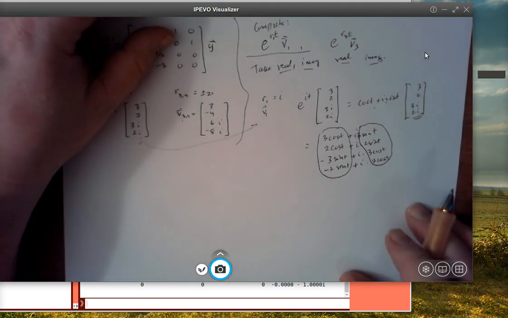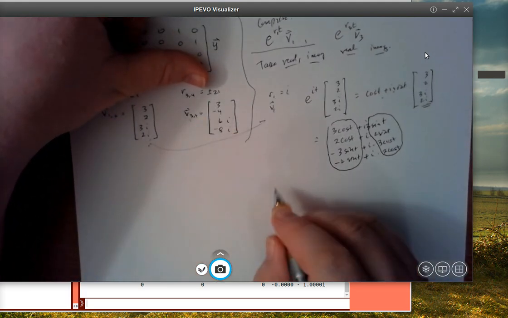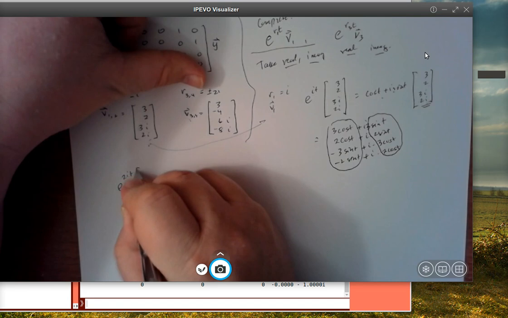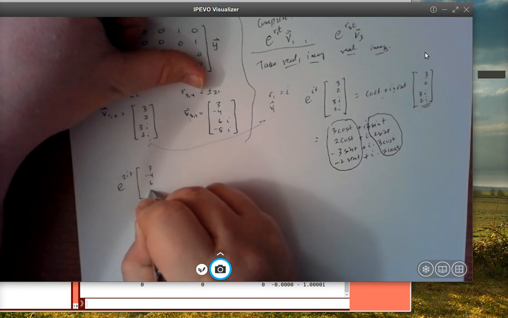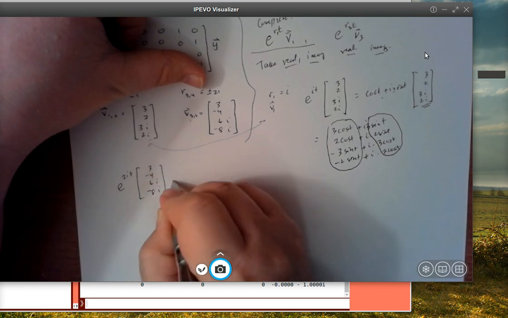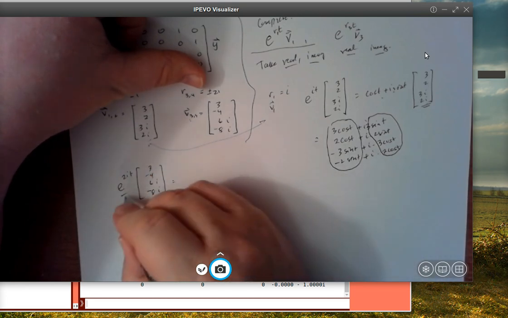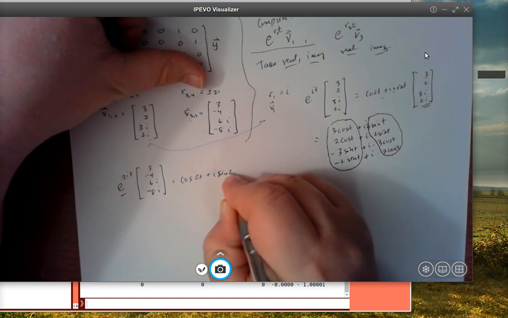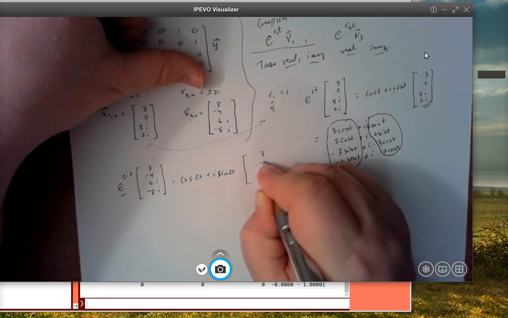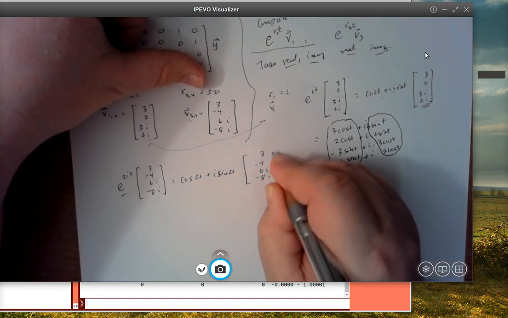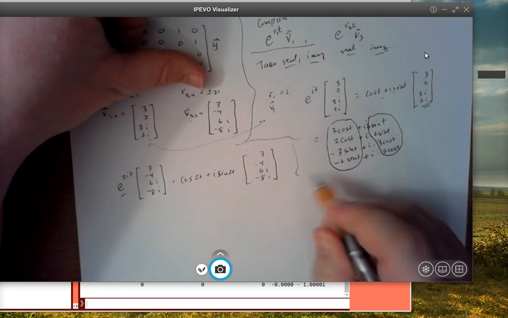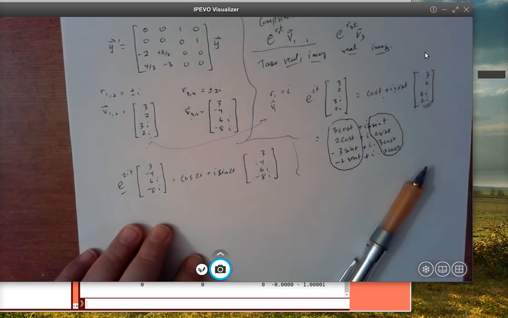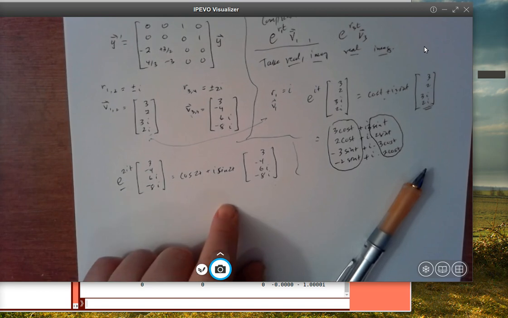Okay. So similarly, we take the second one, and maybe I can do that over here, e to the 2it, and then (3, minus 4, 6, minus 8). Right, so that's going to be cosine of 2t plus i sine of 2t times my (3, minus 4, 6, minus 8). Normally I'm not going to go into this kind of detail here, but let me pause the video and I'll come back when I've computed this and we'll talk about the full solution.